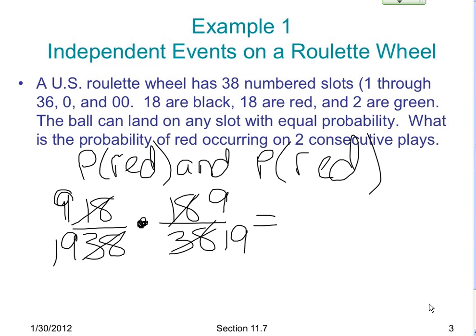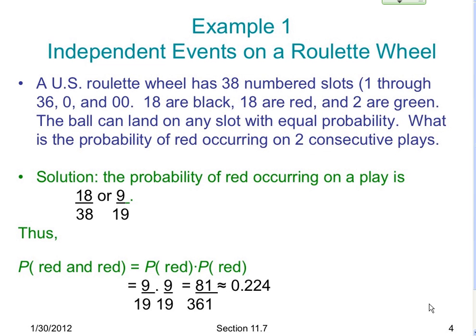And when you multiply fractions, you multiply the tops and multiply the bottoms. So 9 times 9 is 81, and 19 times 19 is, I have no idea. It happens to be 361. So the probability of red and then red is 81 out of 361.